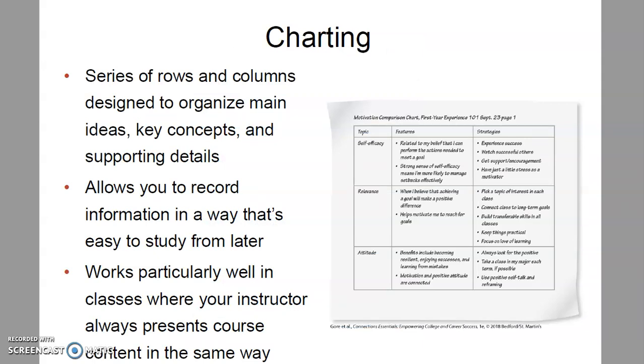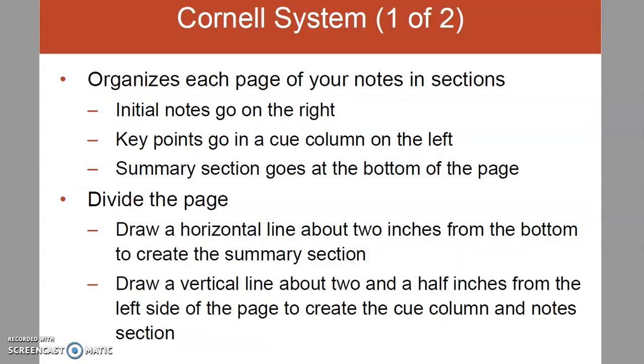The second method is called charting, where you make a chart with rows and columns to organize your notes. And you'd have the main topics on the left, features and details in the second and third column. This method works pretty well for people who like to see charts and pictures and think of themselves more as visual learners. The Cornell system is an excellent resource, probably the one I would recommend most highly.